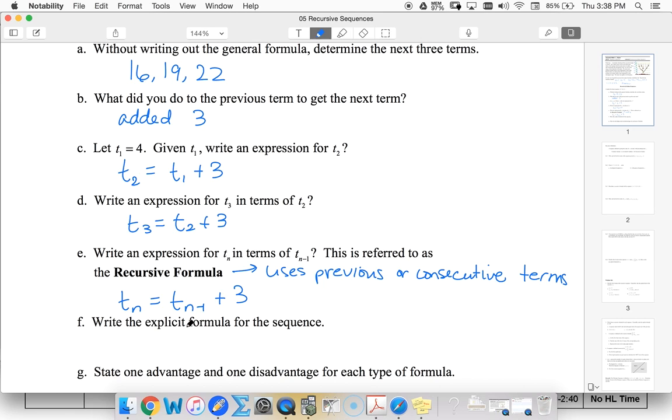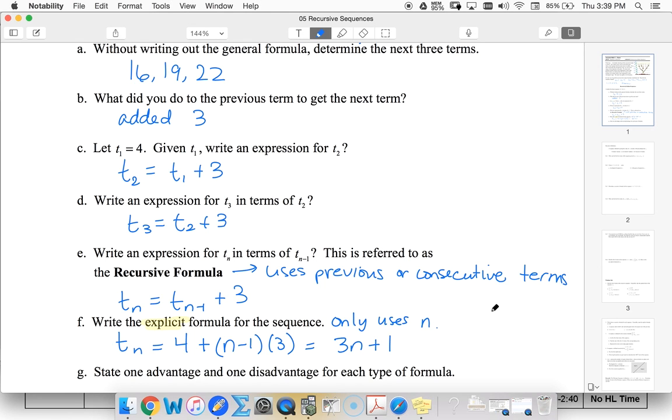So we're not having our general formula in terms of n. That would be the explicit formula. I see that this is arithmetic. So my explicit formula, we're using t, not u here. So t sub n is going to be the first term plus n minus 1 times my d value, which is 3. If I simplify this, I get 3n plus 1. So this is explicit because it only uses n. So let's highlight this. Explicit only uses n.